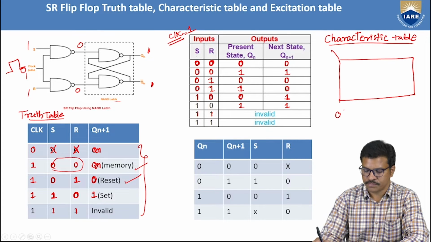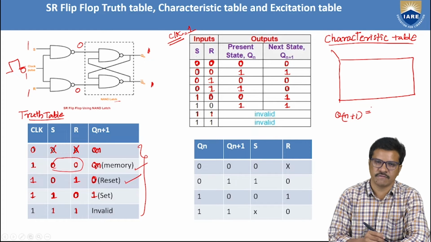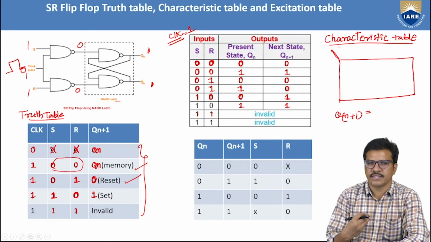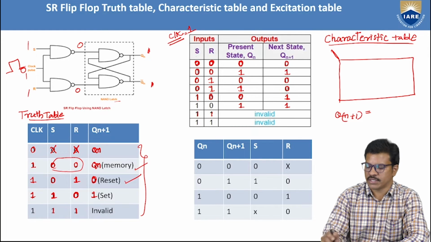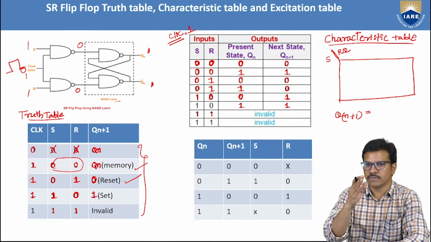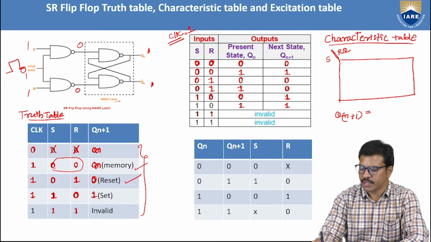In order to get the characteristic equation for the next state of the SR flip-flop, I am considering this table for Q next, Qn+1. I want to get the characteristic equation for the next state. I am taking the 3 inputs. In order to get the next state, you must have the present state and also the S and R inputs. So I am considering here S, R, Q. You can take any K-map. You can take S vertically and RQ, or Q, S, R. You can take any K-map. I am taking S and RQ.